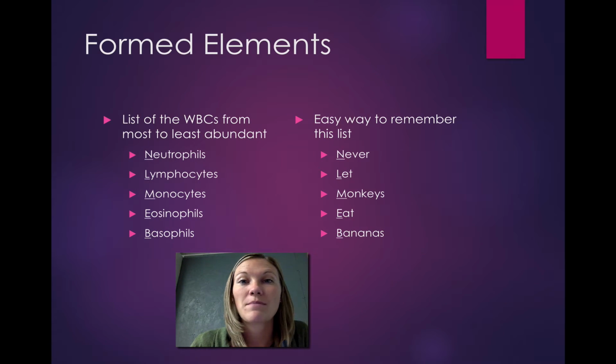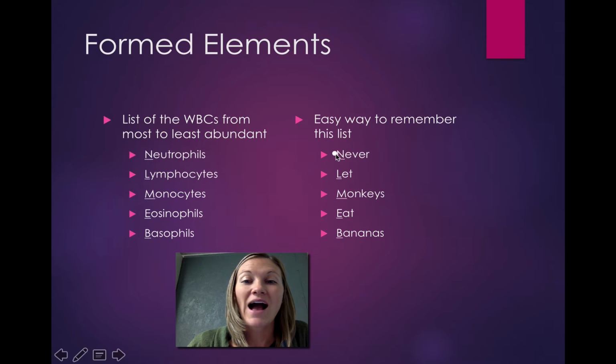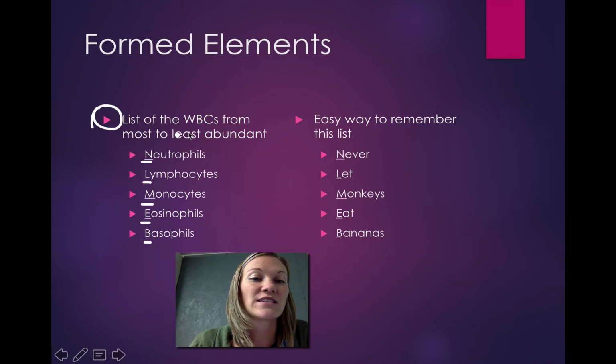In order to remember how common each of these are, there's a little memory aid that we can use. I always remember them by "Never Let Monkeys Eat Bananas." N stands for neutrophil, L is lymphocytes, M is the monocytes, E is the eosinophils, and B is the basophils. This is the list of them from the most abundant to the least abundant in your body. So of your white blood cells, you have more of the neutrophils than anything else.